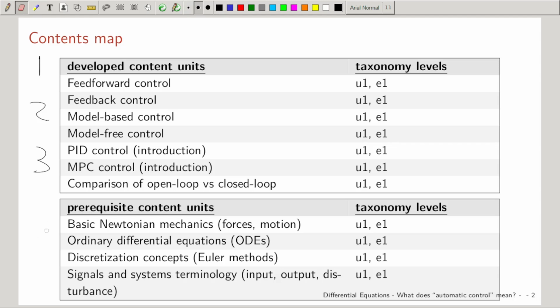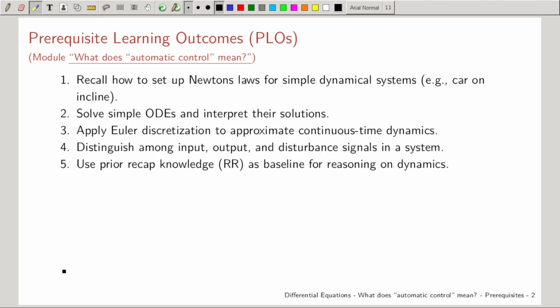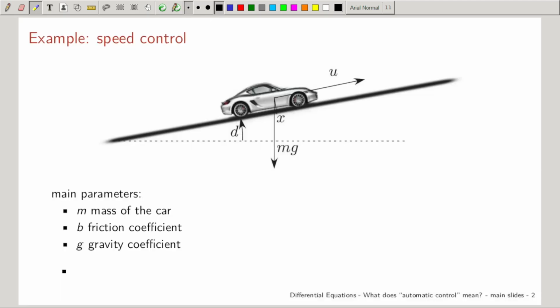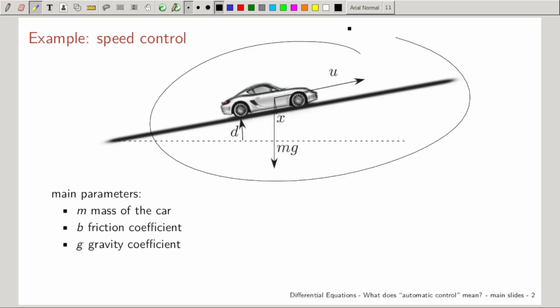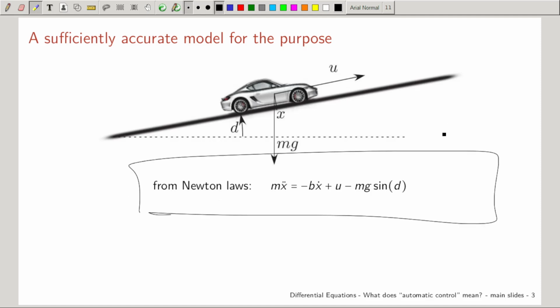So, basic Newtonian mechanics, the car should be clear. At this point we should be clear what we mean with ODE. Discretization we know, and input-output disturbance, we got the point. You know this stuff. This is a car. Those are parameters of the car. And as we were seeing before, we can make from Newton's laws something that looks like this.